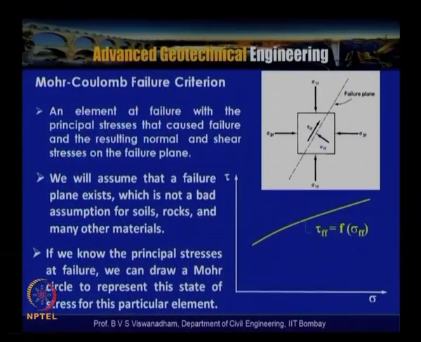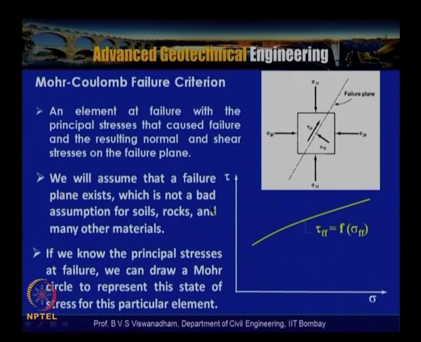So, in this particular slide, an element subjected to the major principal stress, sigma 1f, and the minor principal stress, sigma 3f, is shown, with a failure plane inclined at angle alpha f. Sigma ff is the normal stress along the failure plane at failure. Tau ff is nothing but the shear stress along the failure plane at failure.